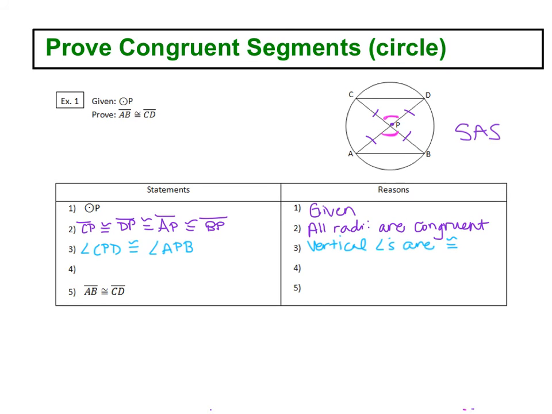And over here on the left, we've proven the sides and the angles are congruent. So our next step is going to say that those are 2 congruent triangles. So triangle CPD is congruent to triangle APB. And how did we know that? That's from side, angle, side.